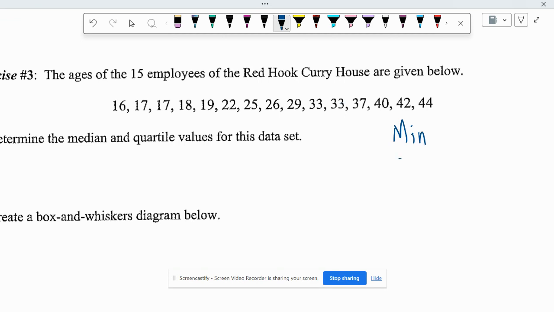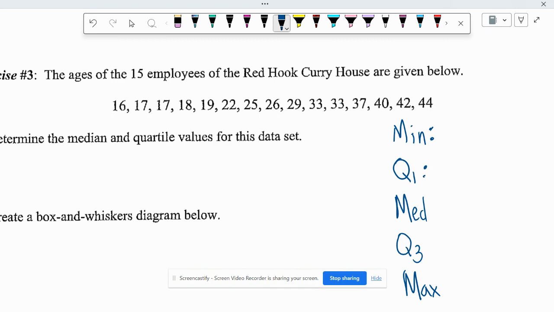Minimum. I'm going to do Q. I kind of try to do it in order that I graph it. Minimum, quartile 1, median, quartile 3, and then max. Perfect. I love it.